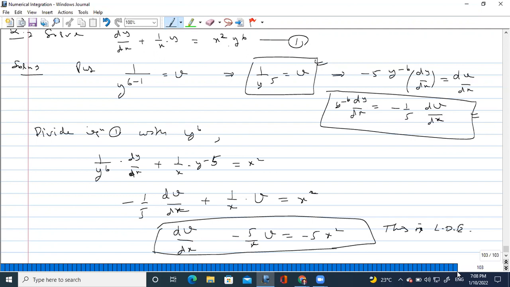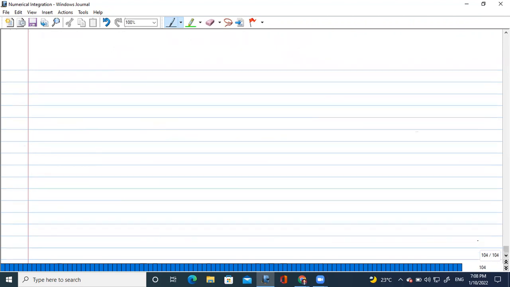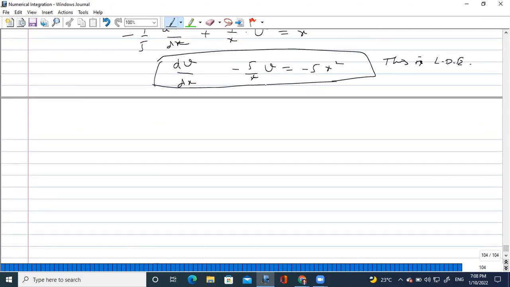Done, sir. Okay, so this is a linear differential equation. You can compare it with dy by dx plus py equals q. So here p is equal to minus 5 by x, q is equal to minus 5 x square. Okay, so the solution will be in terms of v, and for that I have to find the integrating factor.